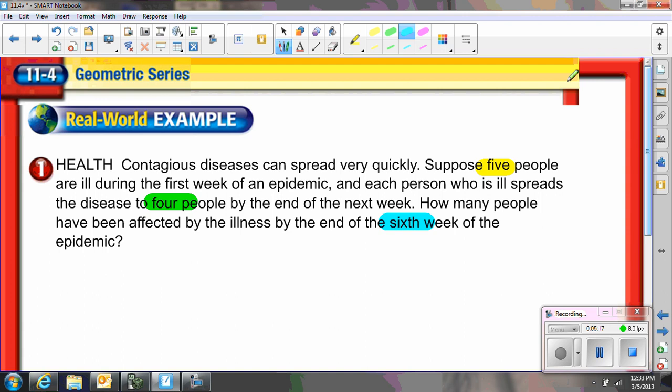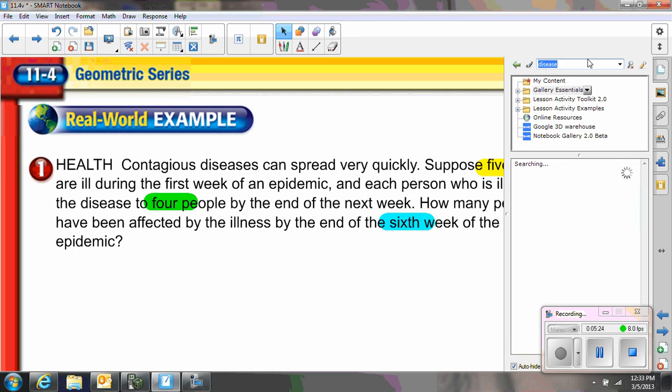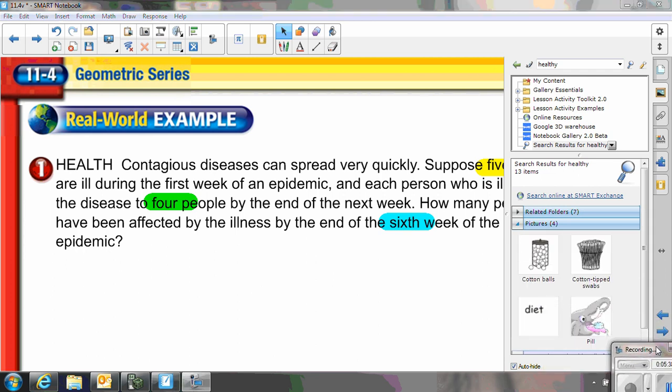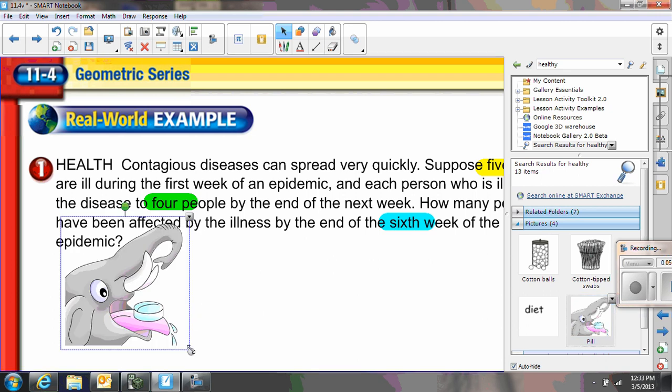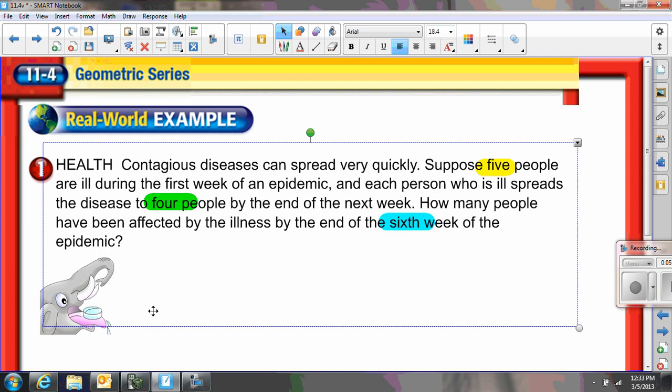So we know what we're doing. We know what we're trying to find. Let's see if we can spice this up a little bit. How about we look for disease, no, sickness, no, healthy. Alright, let's see what we have here. Not much to work with. I'm just trying to spice it up a little bit. Looks like I can get an elephant taking a pill trying to fight off this epidemic, so we'll put that on there.